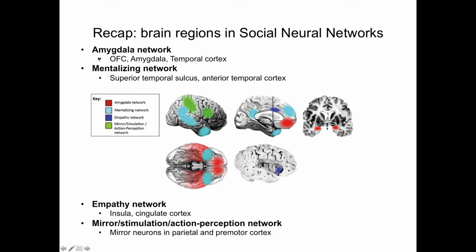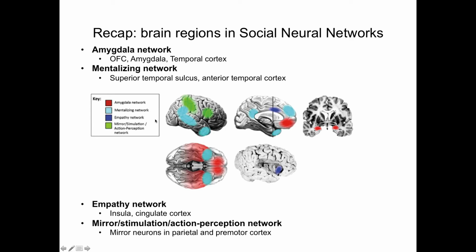Okay, a little recap. Here is the amygdala network, which has the orbital frontal cortex, amygdala, and temporal cortex, and you can see that here in red. And here you have the amygdala. If you go back towards the brain, you can see the hippocampus right there. The mentalizing network you can see here in blue, so it's around the superior temporal sulcus right here, and also the front part of the temporal cortex.